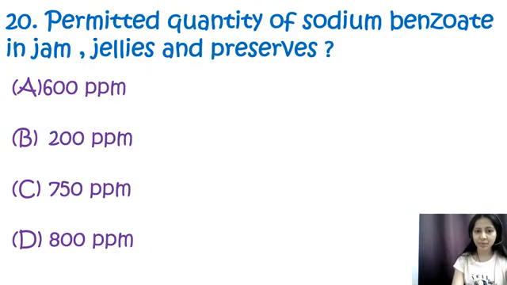Question number 20. Permitted quantity of sodium benzoate in jam, jellies and preserves. Options are 600 ppm, 200 ppm, 750 ppm, and 800 ppm. So my correct option is B, that is 200 ppm.